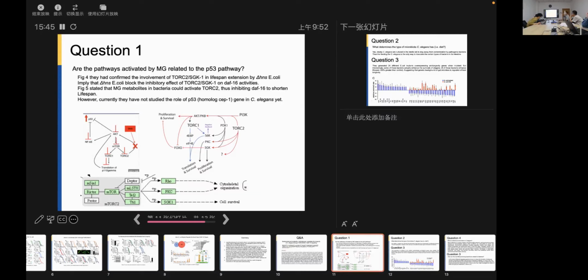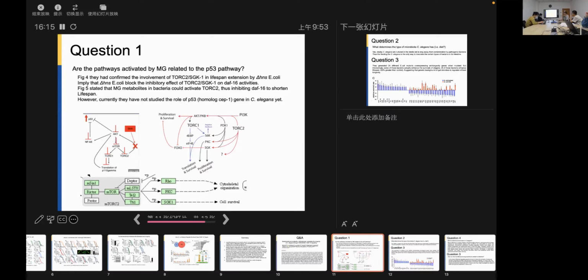Why are some of those red blocking arrows shown together with the activatory arrows at the same time? This is a little bit confusing. I just want to say that it's a different pathway. So I just mean that there are no things in the same line.